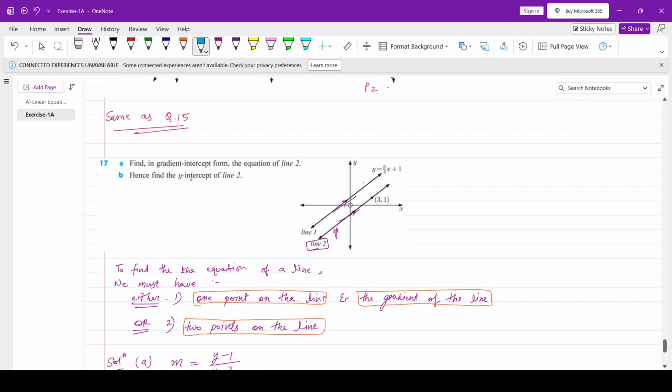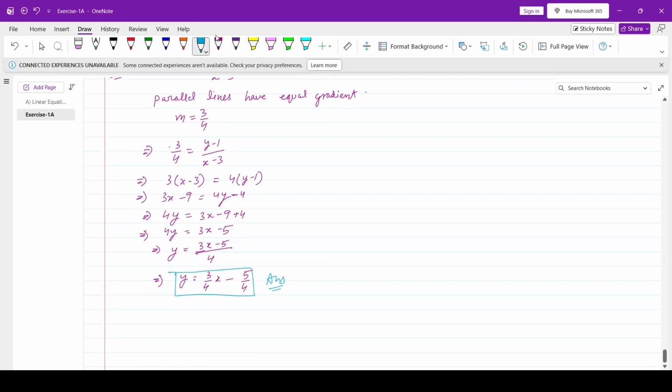Now the question is also asking us to find the y-intercept of the line. Can we find the y-intercept now? Yes, we can. The y-intercept is when x is 0. So y-intercept is 3 by 4 times 0 minus 5 by 4, which is minus 5 by 4. Answer.